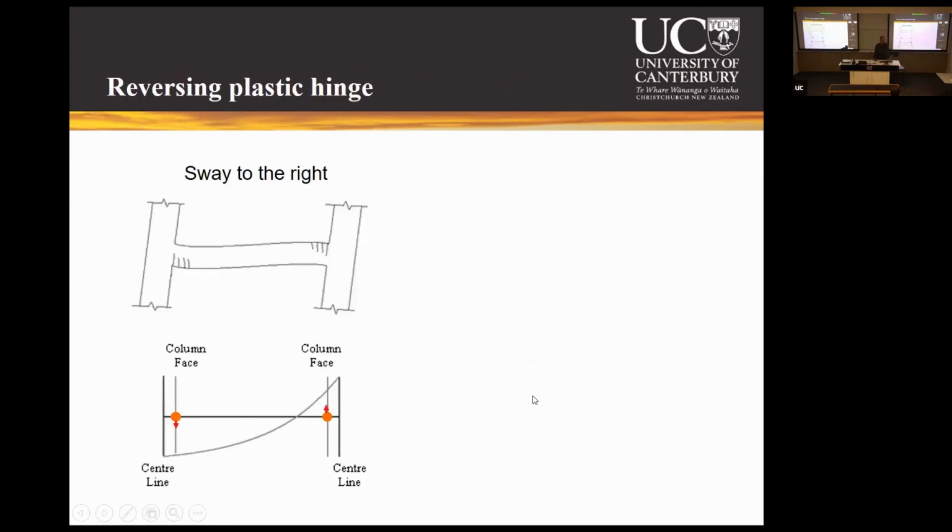Now, the reversing plastic hinge is when you have got a seismically dominated frame, where you add the seismic moment, which is the symmetric straight inclined line here, on top of the gravity moment, which is the parabolic shape with negative moment on both ends. When you superpose that, you still get a slightly parabolic shape, but your maximum positive moment is here, maximum negative moment is here.